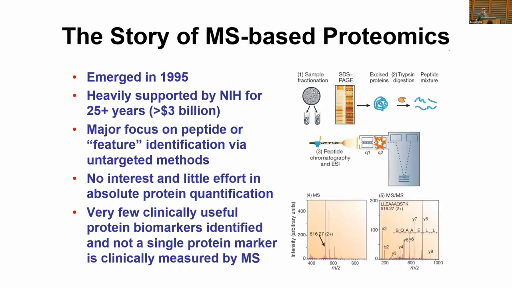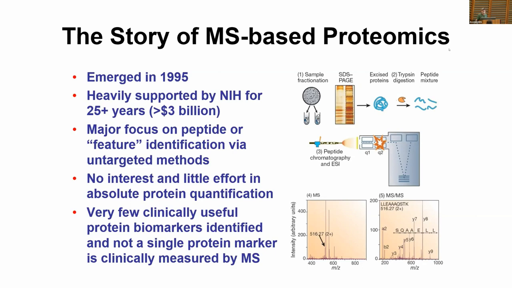So if we look at the mass spec-based proteomics, and I want to distinguish that from things like Olink or Luminex that were highlighted earlier, in terms of mass spec proteomics, it's been around for about 30 years. It's been very heavily supported by the NIH. Almost $3 billion has been invested into it.